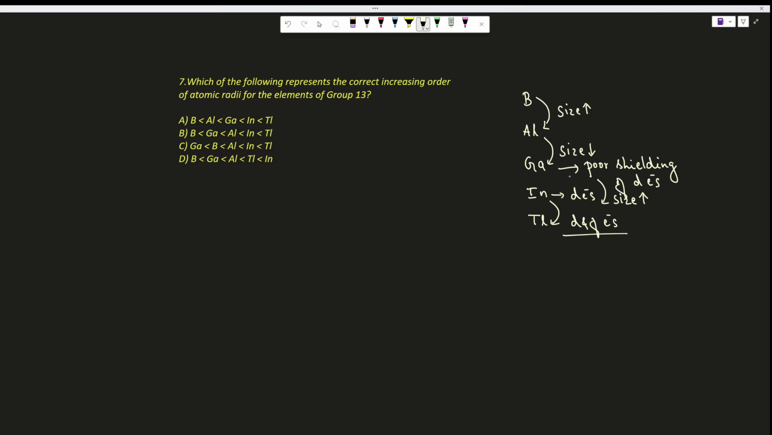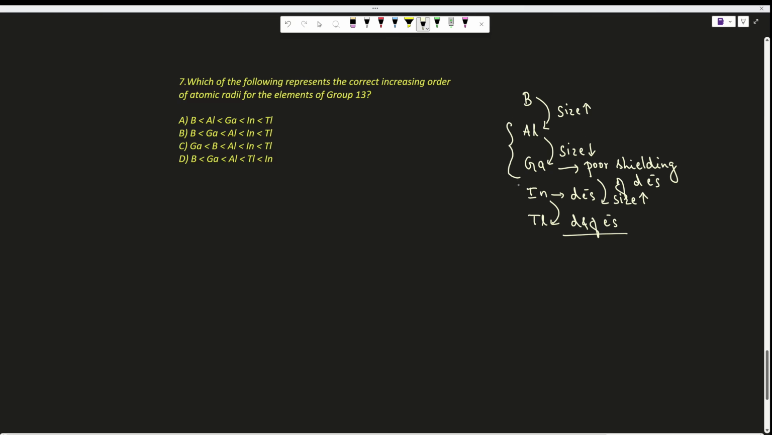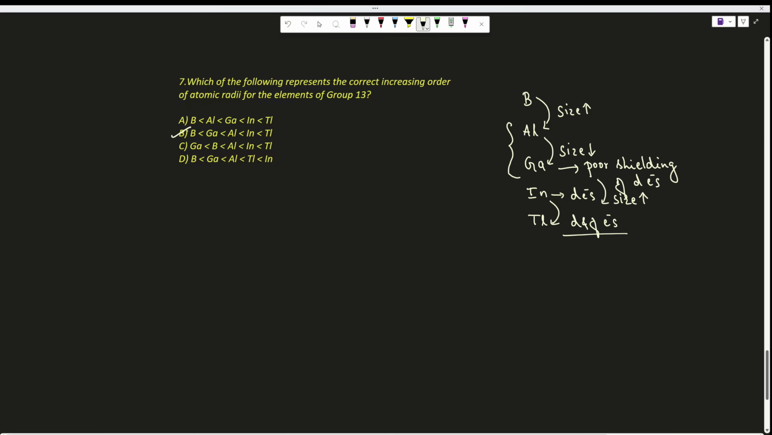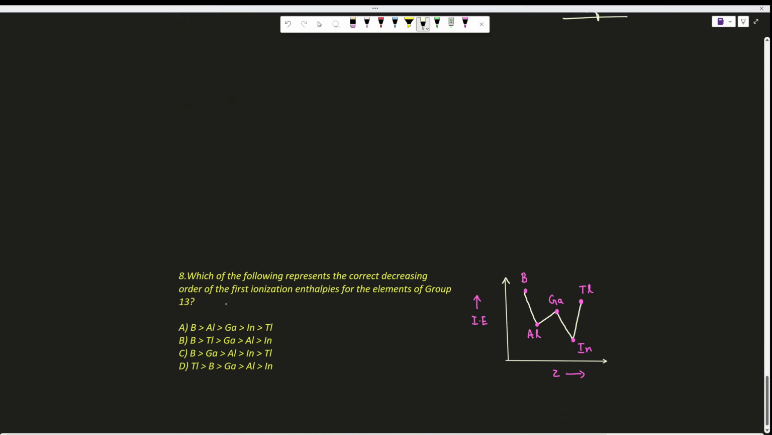So the exception, the exact opposite trend, will happen only here. Remember this. Only aluminium and gallium will have the reverse trend. That means first boron, then gallium, aluminium, indium, thallium. So B should be the right answer here. Just the order. Next.